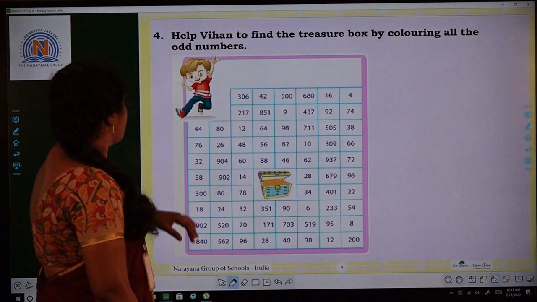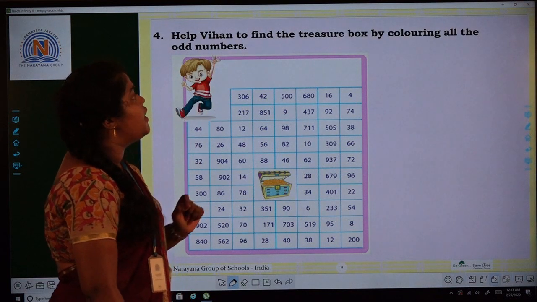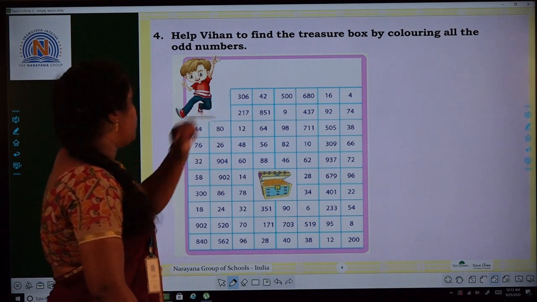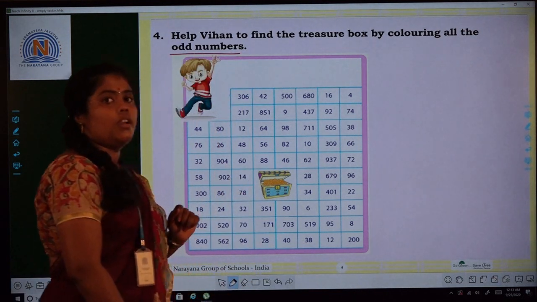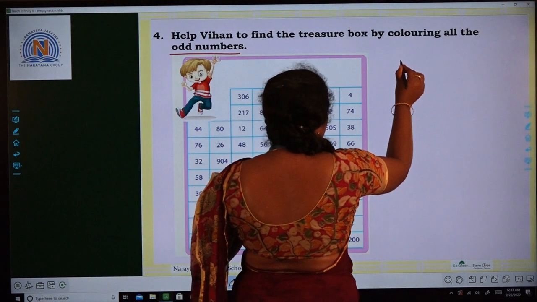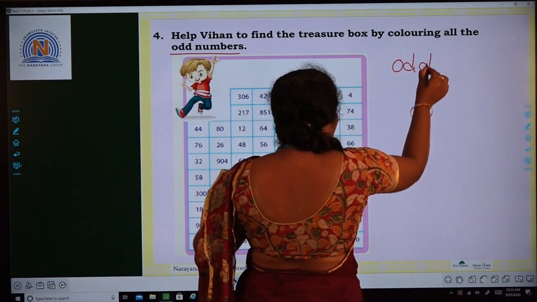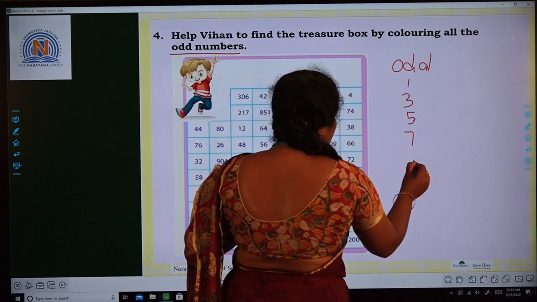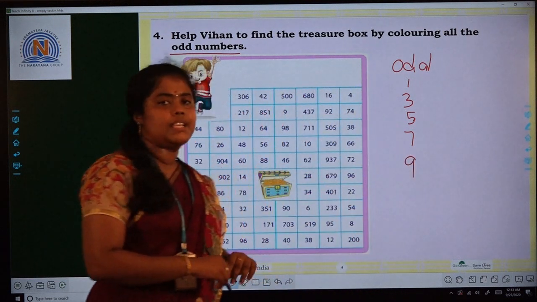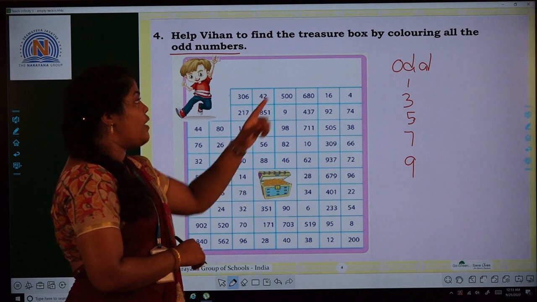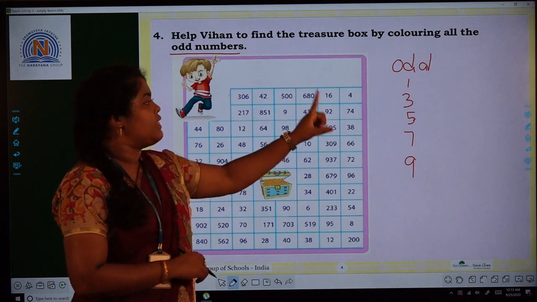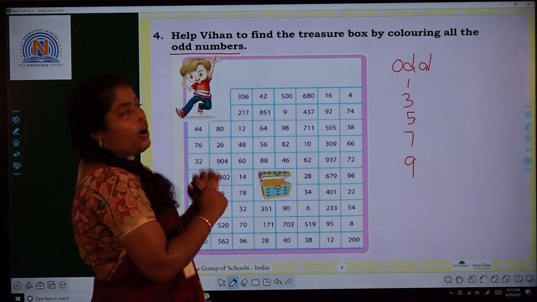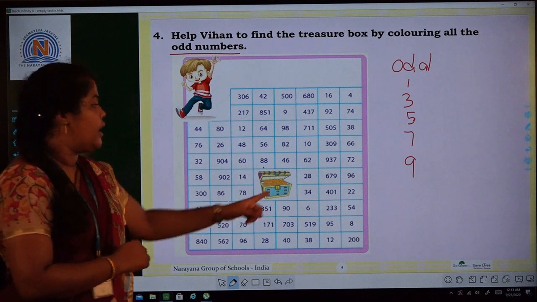Yes, my dears, it is very interesting, I think. Help Vihan find the treasure box by coloring all the odd numbers. So we have to know what odd numbers are. If the ones place has 1, 3, 5, 7 or 9, the number is called an odd number. So we have to see in which numbers 1, 3, 5, 7, 9 are there. Those numbers are odd numbers. So we have to color the odd numbers and help Vihan reach the treasure box.